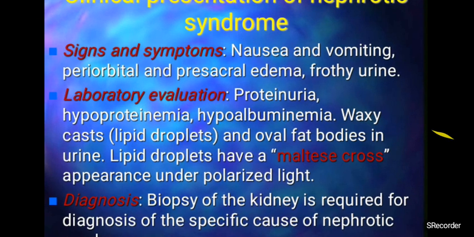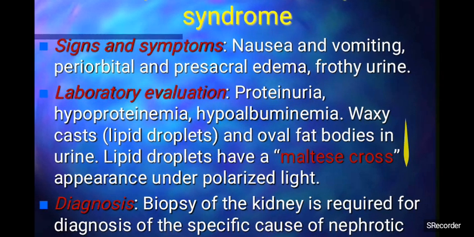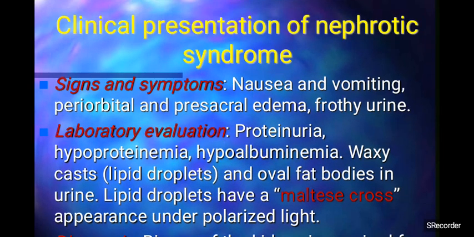So what are the clinical presentations of a person having nephrotic syndrome? For the signs and symptoms, we shall be having nausea and vomiting. A patient will come with periorbital and perisacral edema. Patient will also have frothy urine.